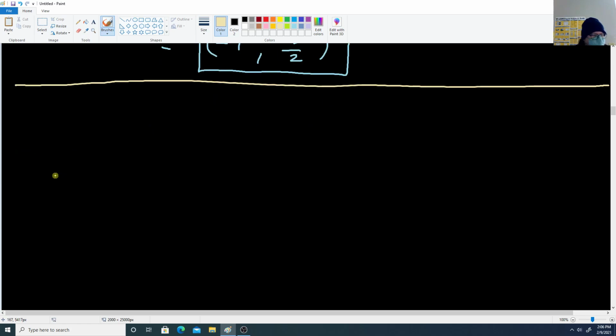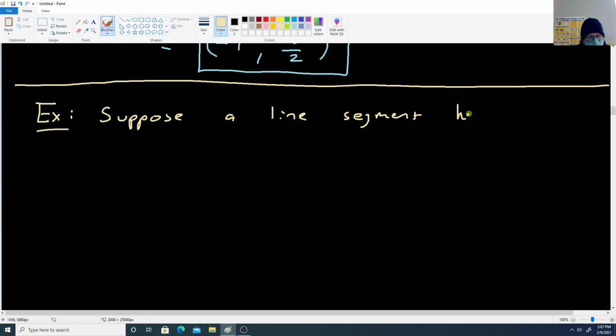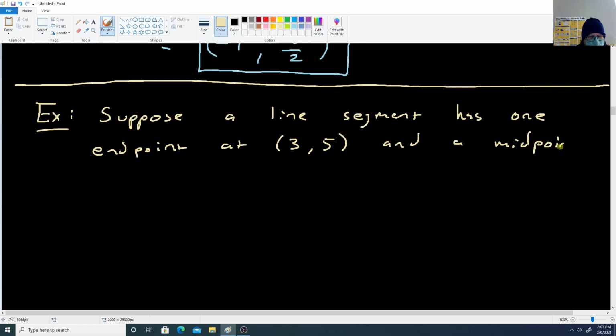Okay, so next up. So we say, okay, suppose a line segment has one endpoint at x value 3, y value 5, and a midpoint at x value negative 4, y value negative 2. We want to find the other endpoint.